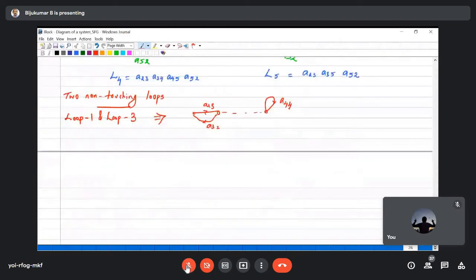L3 and L5, sir. What about L1 and L4? L1 and L4 is touching. L1 and L5 also touching, right? So another pair is L5 and L3, sir. L5 and L3, correct. So if we draw the diagram, it looks like this.